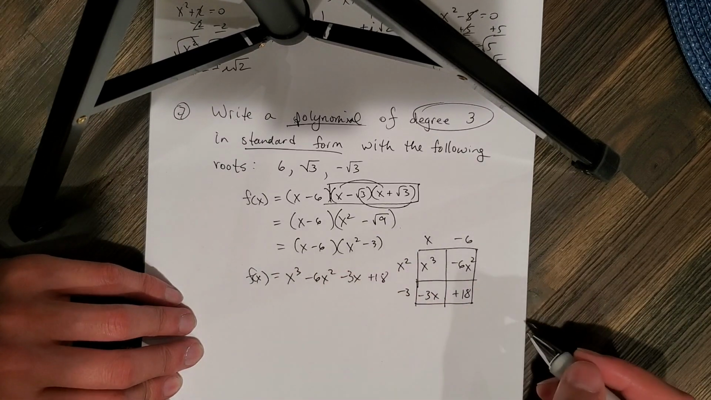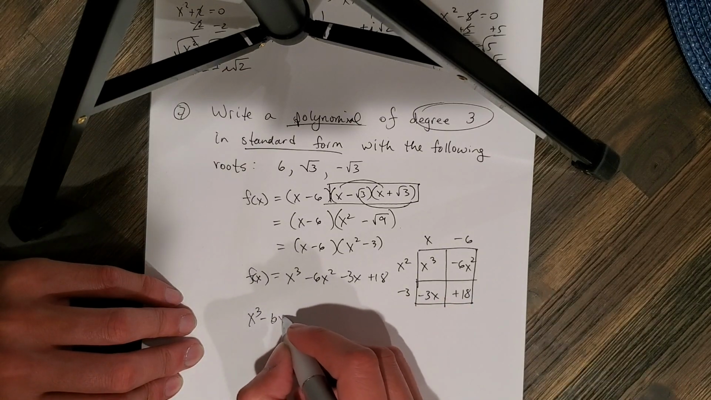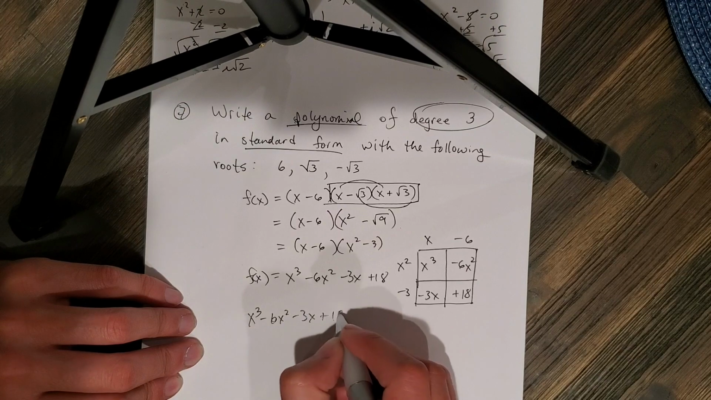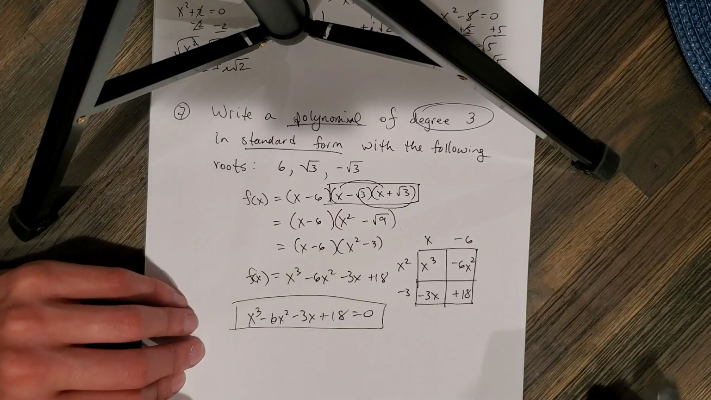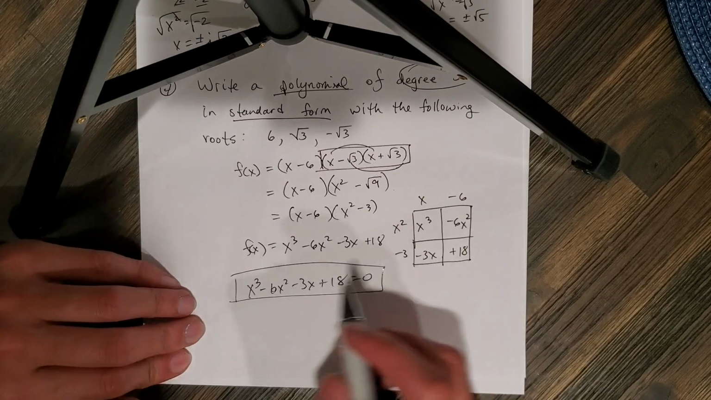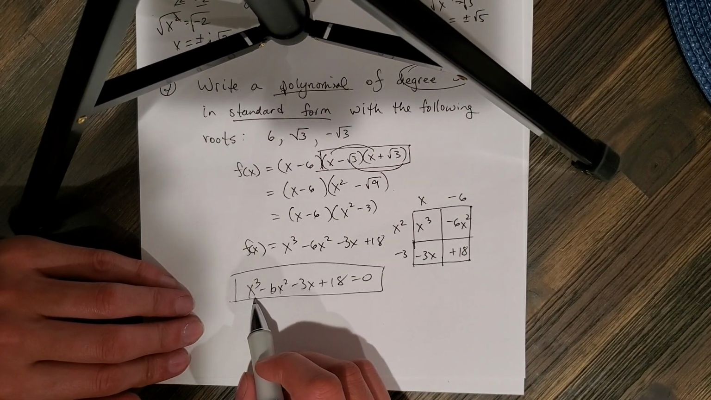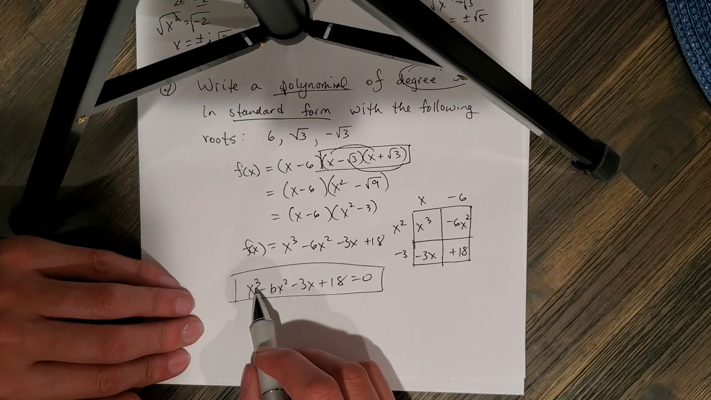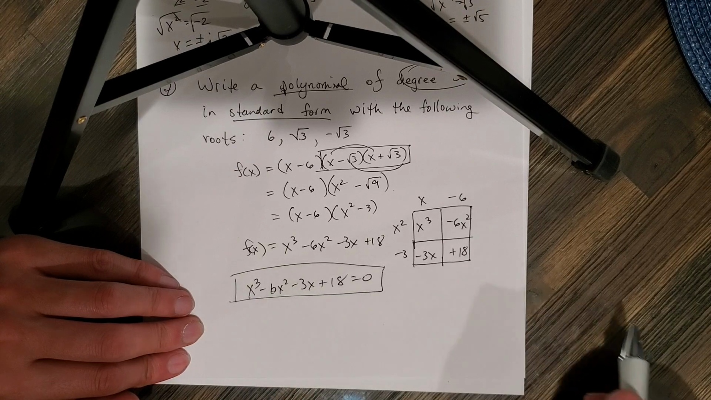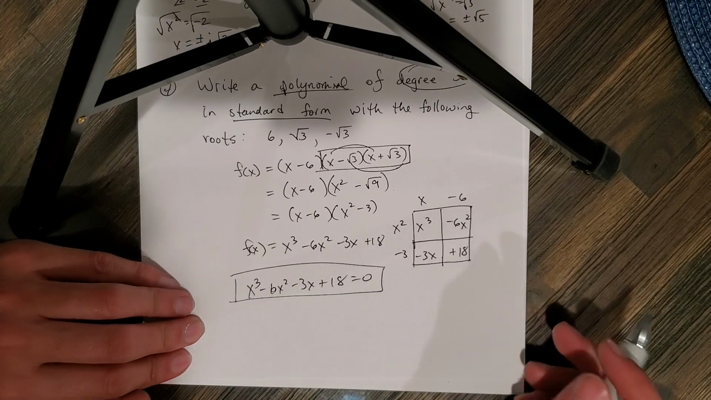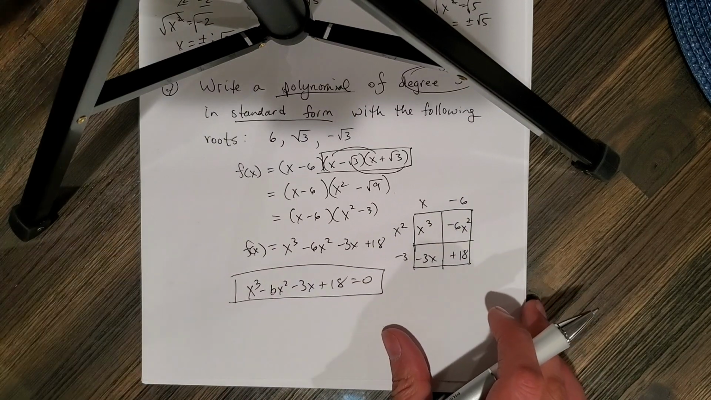f of x equals. Now, would it be wrong if you said x cubed minus 6x squared minus 3x plus 18 equals 0 instead? Not at all. In fact, feel free to do that. So that's it. This is standard form. Standard form means we write it from greatest to least with the highest degree going first, right? So just write it out in standard form and you're done. I'm double checking, making sure I didn't make any mistakes.